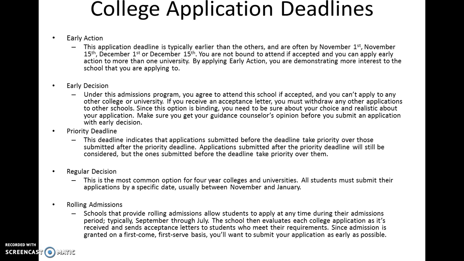Finally, there is rolling admissions, which is also pretty common. Schools that provide rolling admissions allow students to apply at any time during their admissions period, typically September through July. However, the earlier you submit your application, the better. The school then evaluates each college application as it's received and sends acceptance letters to students who meet their requirements. Since admission is granted on a first-come, first-served basis, you will want to submit your application as early as possible.